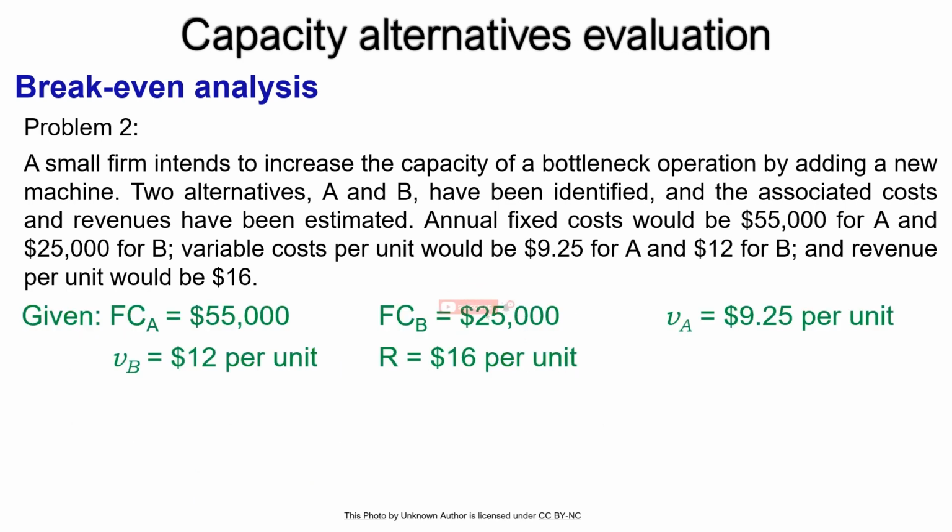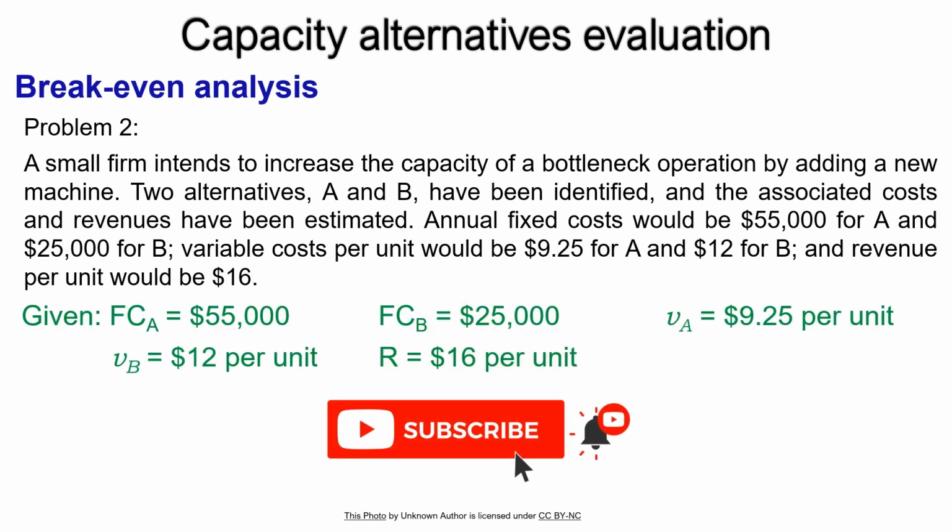The givens are as follows. The fixed cost for alternative A, FCA, is $55,000, alternative B's fixed cost, FCB, is $25,000, alternative A's unit variable cost, VA, is $9.25, the unit variable cost of alternative B, VB, is $12, and the revenue per unit, R, is $16.